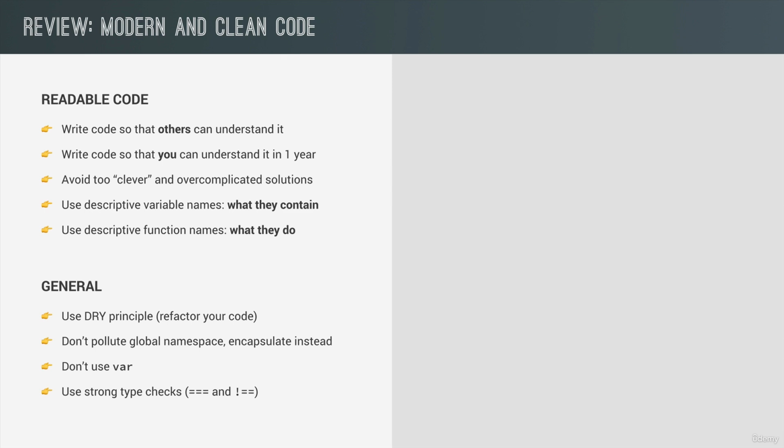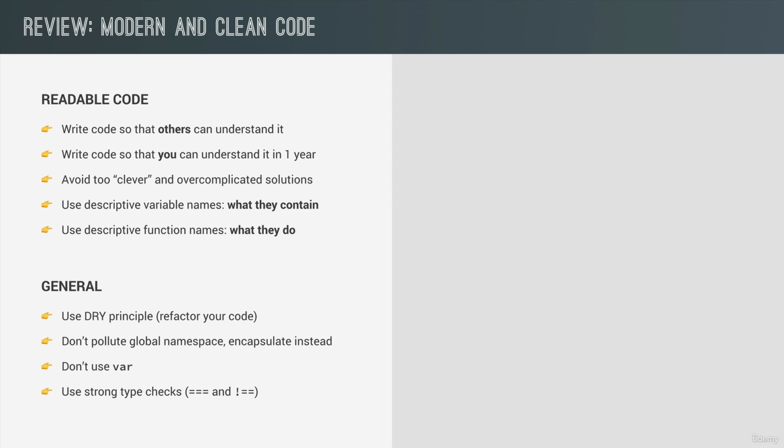Also, you shouldn't use var for declaring variables, right? I've mentioned this one many times in the course, and so by now you already know that you should always use const, and only if you want to change any variable, then use let, but never var. And finally, you should always use strong type checks. So always use the triple equals over the simple double equals, which do not perform type checks.